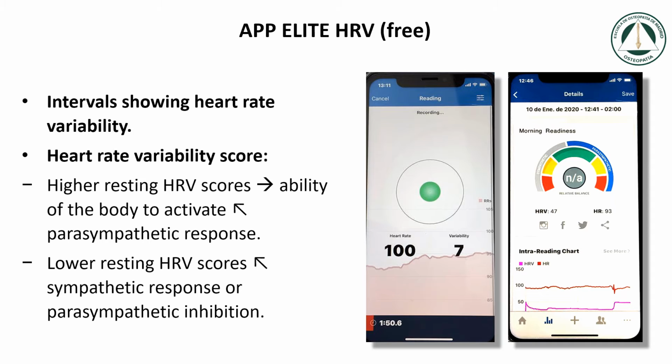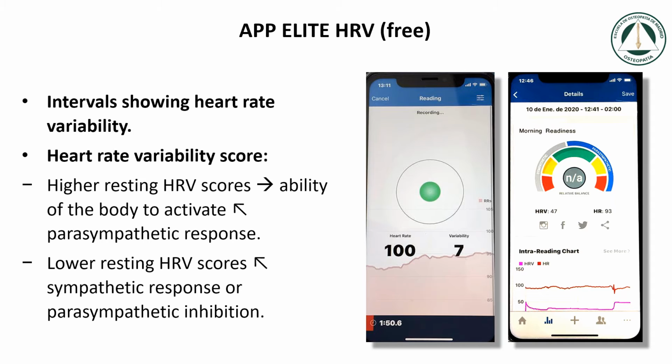Higher resting heart rate variability scores translate the body's ability to activate an increased parasympathetic response. High heart rate variability is correlated with increase in fitness level, better health and neurovegetative balance, better resistance, calm, positive emotions.